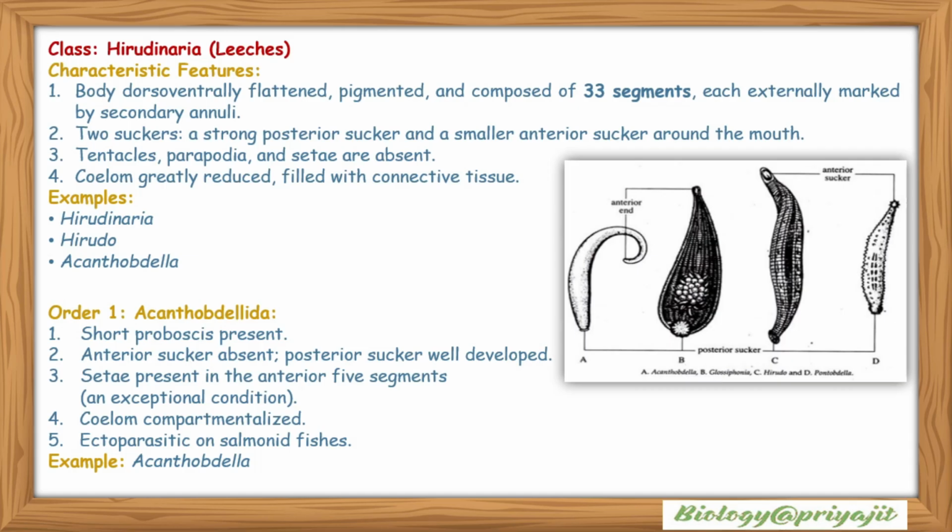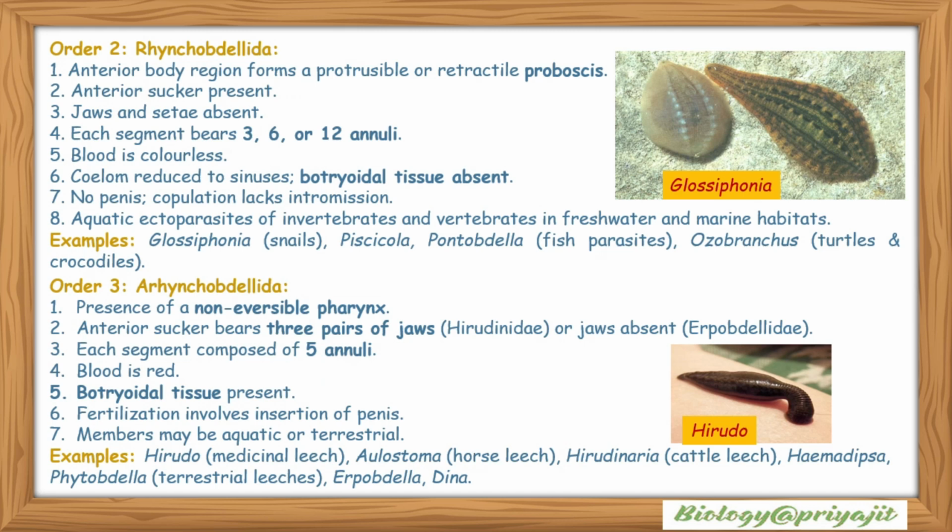So the first order is Acanthobdellida. They have a short proboscis. Their anterior sucker is absent. Their posterior sucker is well developed. Setae are present in the anterior 5 segments, an exceptional condition. Coelom is compartmentalized. They are ectoparasitic on salmonid fishes. So the example includes Acanthobdella.